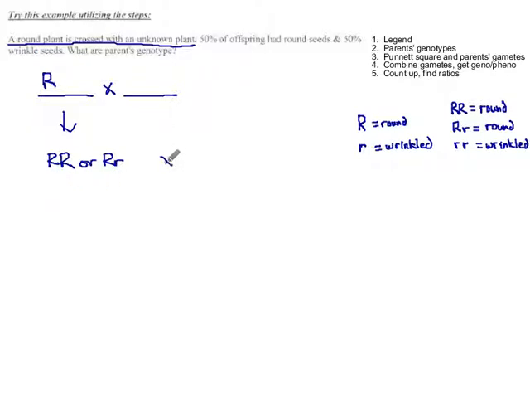And for the other parent, we could have big R big R, or we could have the heterozygous big R little r, or we could have the double recessive little r little r. So in theory, all of these are on the table and both of these are on the table. But if this parent was big R big R, what would that mean?